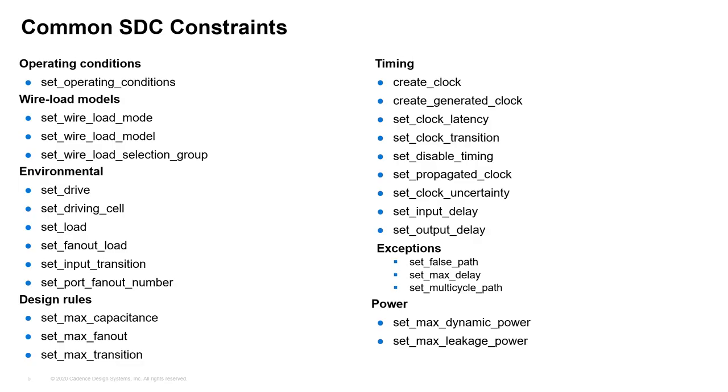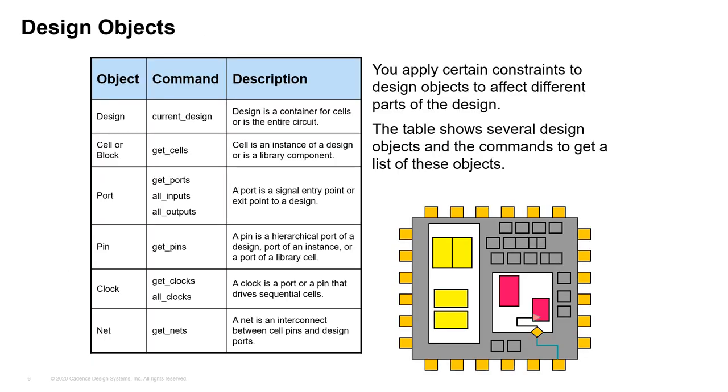So, all of these different constraints are specified to achieve the common goal, which is to meet timing for your design. In order to set the constraints, let's categorize the design into different design objects. You might have your design, which is the container for the entire circuit, you might have cells or blocks, or have ports, which is an entry or exit point into the design, and your pins, which are necessarily the ones that are around your blocks for an instance or a hierarchical port or design or a sub-design.